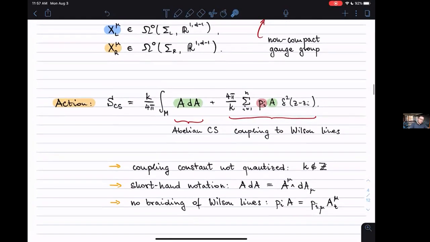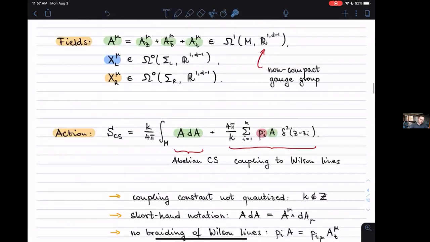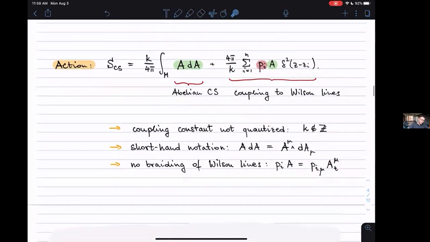And finally, in this last term, where I discussed the coupling to Wilson lines, I assume that there's no braiding of Wilson lines, meaning that they just go straight, like in the picture, in this direction, and there's no braiding of one around the other. And that means that this term is just going to be a coupling of P with the time, so just the dt component of the gauge field. Okay, very good.